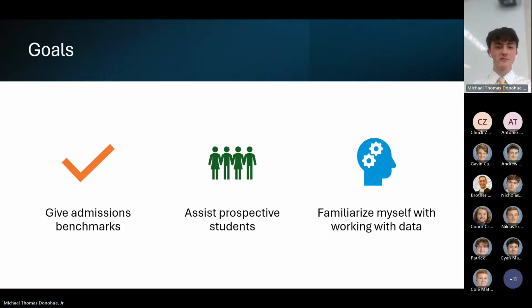Next is to assist prospective students with seeing where they land within the LaSalle community. So seeing maybe, oh, I'm on the higher end, so maybe I can look to get a good position within the admissions pool. And finally, familiarizing myself with working with data. Because before this, working with data was something I wanted to do, but never really was able to do something to this extent. So now I'm going to go to my results.